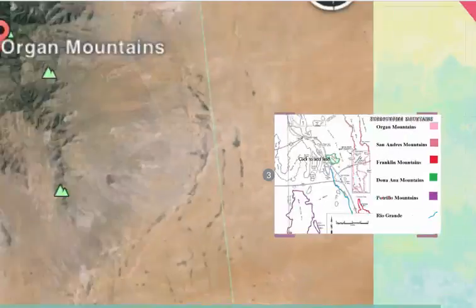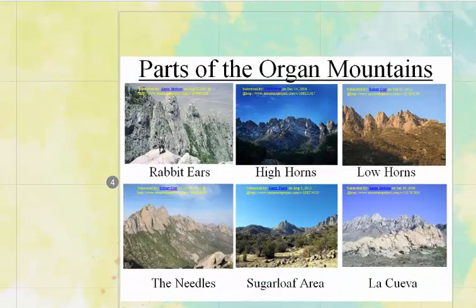This mountain range can also be divided into different parts. You have the Rabbit Ears, the High Horns, the Lower Horns, the Needles, Sugarloaf area, and La Cuerva.